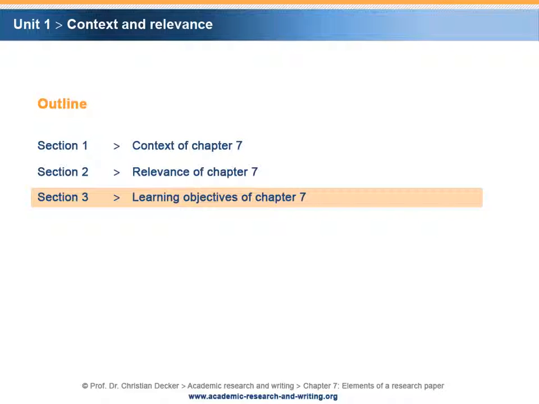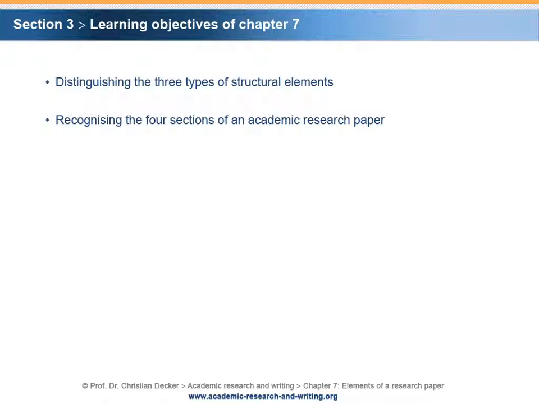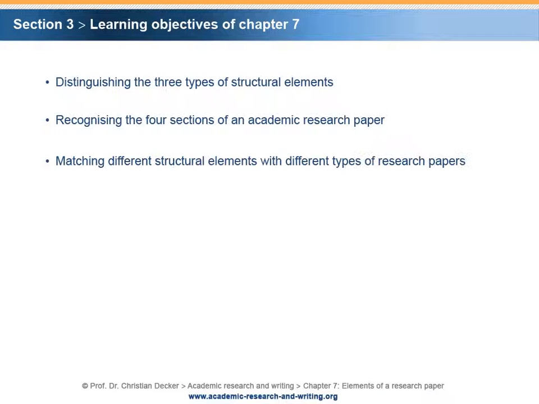Section 3 – Learning Objectives of Chapter 7. What are the learning objectives of this chapter? After this chapter, you should be able to distinguish the 3 types of structural elements that can be used in research papers. Furthermore, you should be able to recognize the 4 sections of an academic research paper. Additionally, you should be able to match different structural elements with different types of research papers. Finally, you should be able to name and explain the 14 structural elements always used in research papers.